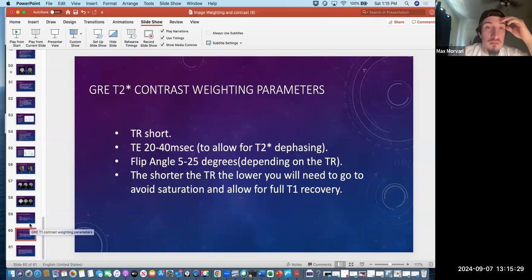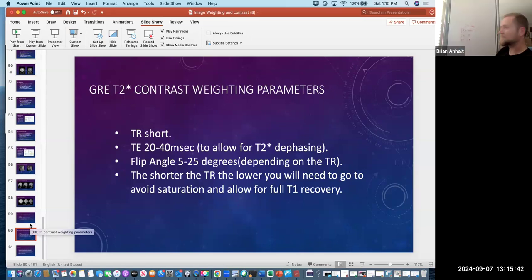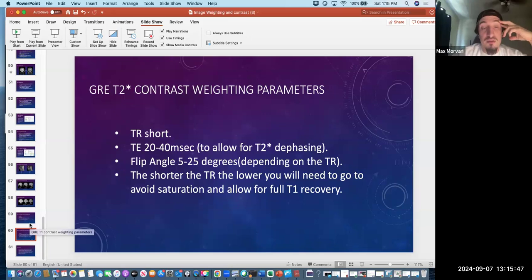And then, well, the TR has to remain short. The TE is fine where it is. We're good to go then. You did it. You just have to change the flip angle. Yep. Okay.